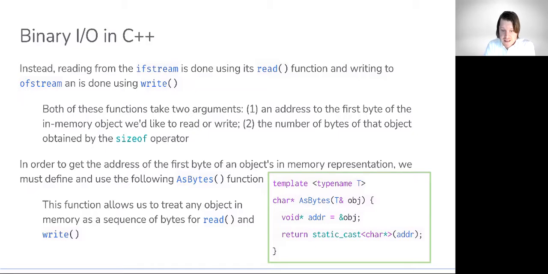This function is essentially going to allow us to treat any object in memory as a sequence of bytes for read or write to utilize. And essentially the idea here is we're getting away from thinking about something as a specific type and instead just looking at it as a sequence of bytes that we're either going to read to or write to or read from.